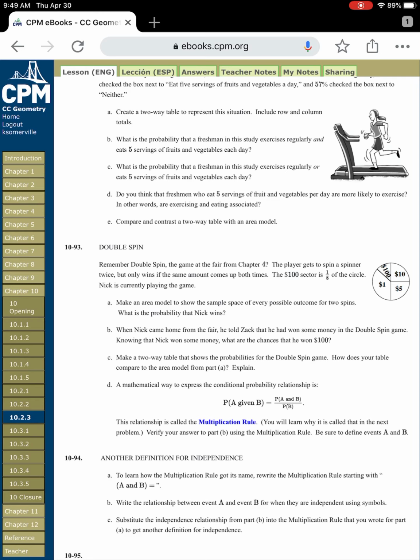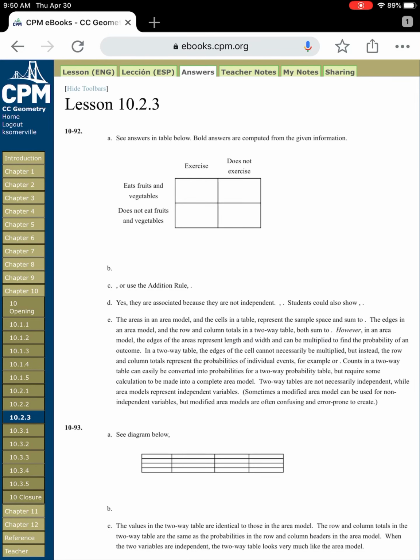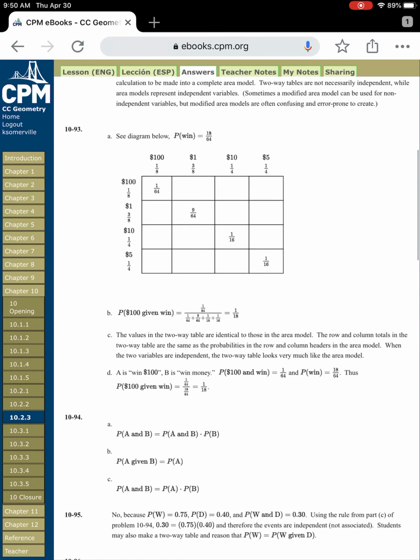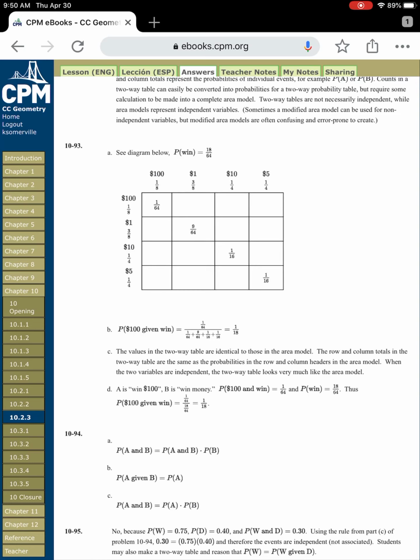And they say, okay, make an area model to show the sample space of every possible outcome for 2 spins. So if you make that model, well, again, this is when the answer key started. They didn't fill the complete model in, but as it loads here, you'll see they've set up all the structure we really need. So they've created an area model just like we used to, with the values and the probabilities on the outside, and then you can multiply them to get the probability of both events happening on the inside. So that's what we're looking at.